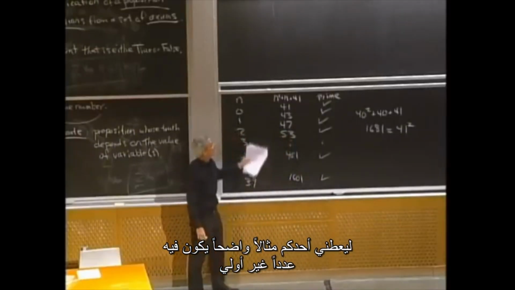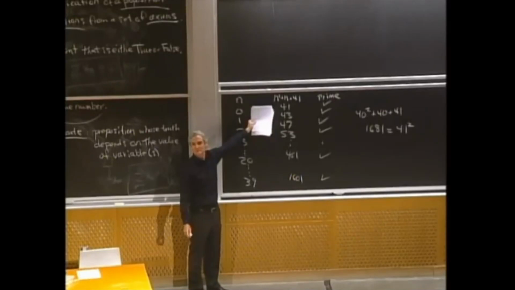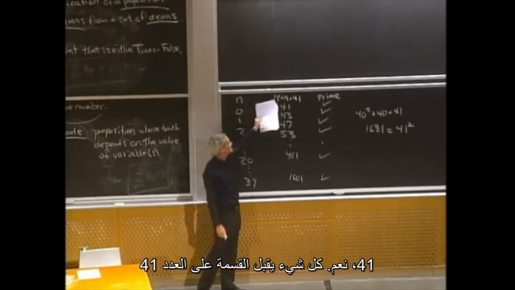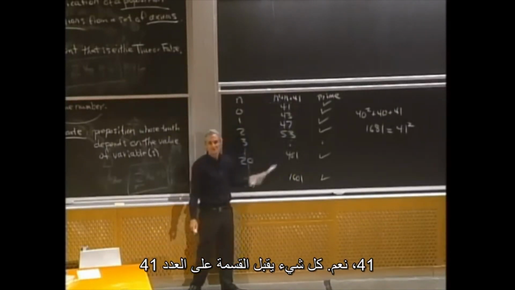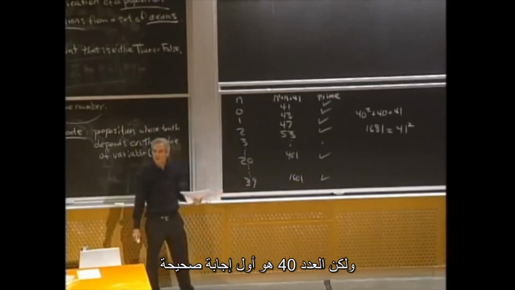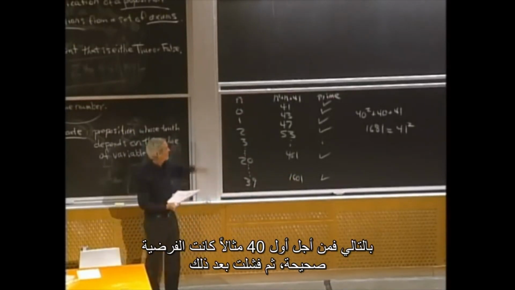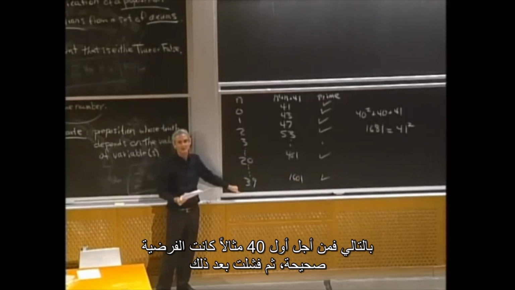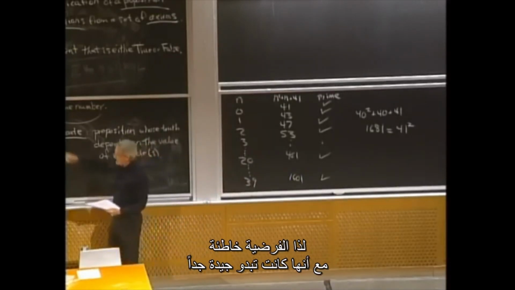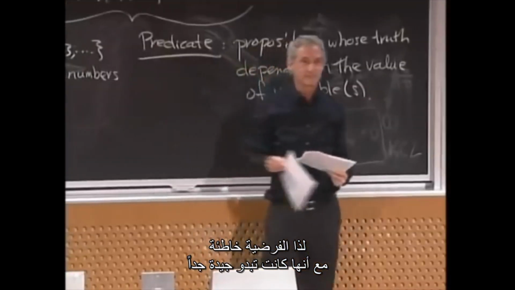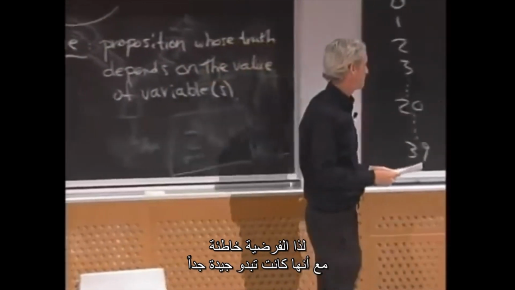Somebody give me an obvious example where it's not prime. 41. Yeah, 41 squared. Everything is divided by 41. But 40 is the first breakpoint. So the first 40 examples work, and then it fails. So this proposition is false, even though it was looking pretty good.